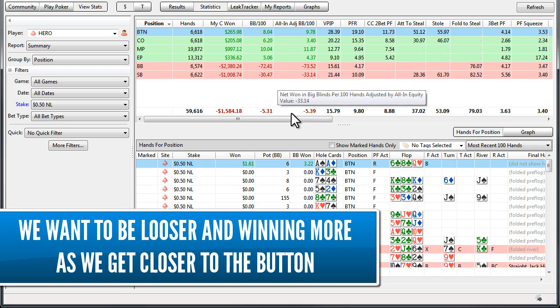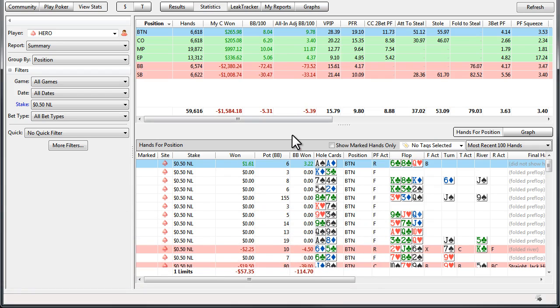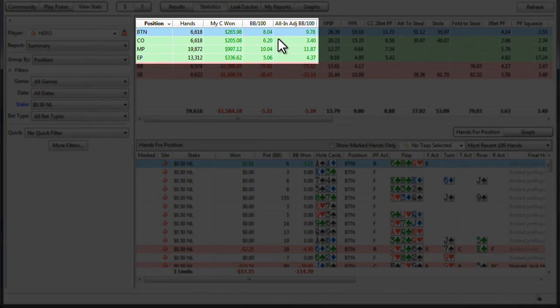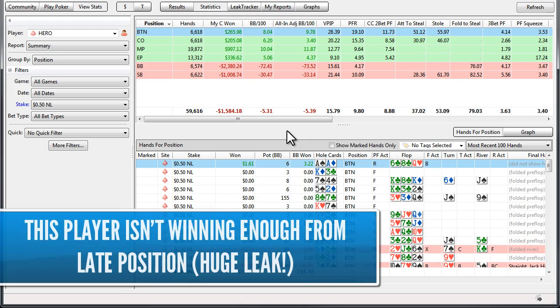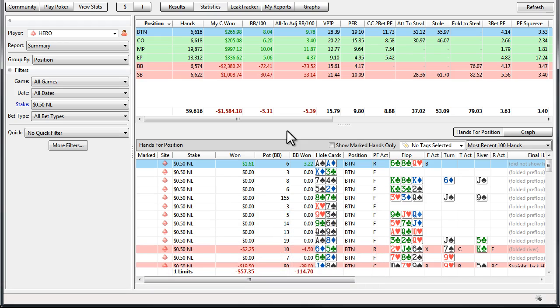So in this situation, you notice that we have kind of a weird breakdown in terms of win rate. We have 5, 10, 6, 8. So we're definitely not winning anywhere near enough from the button and cutoff, and that would be the first place that I would want Hero to really consider looking to change his game and make some very quick changes.